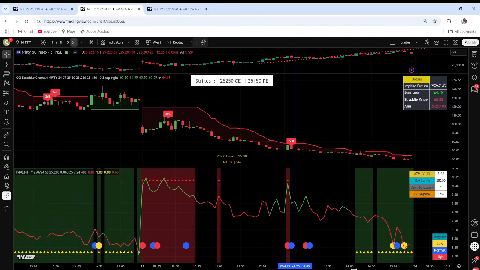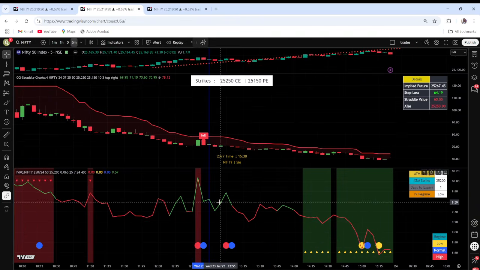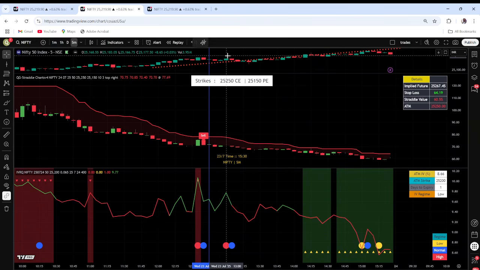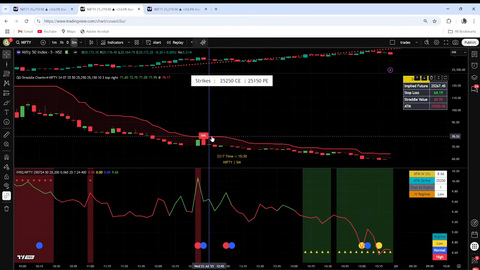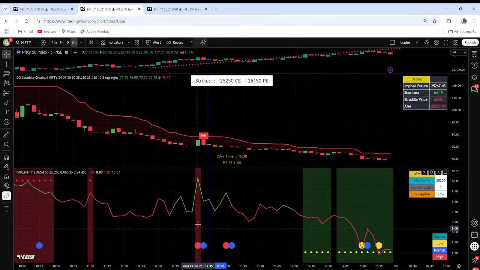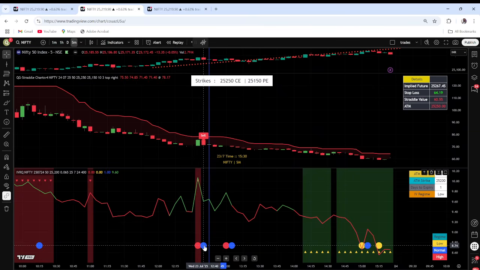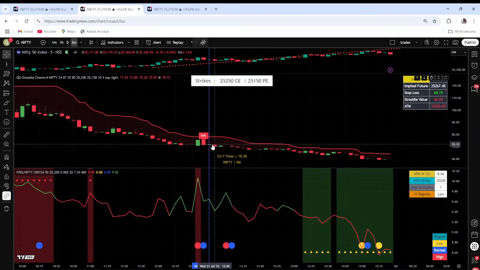Here if I watch, this is 1245, this particular place. If I see this particular strangle, we are at 71, our stop loss is 78, 79, whatever. IV signaled a very high regime, then it jumped and came down into a normal regime. So if I sell out here at 71, 72 with a stop loss of around 78, it's just a 6 rupees stop loss.